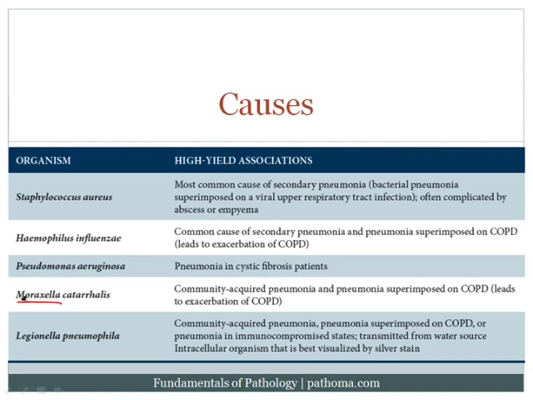Moraxella can create a bronchopneumonia. Now this would be seen as a community-acquired pneumonia and a pneumonia that could be superimposed on COPD, again leading to an exacerbation of COPD. And then finally, Legionella is an important cause of community-acquired pneumonia. It can also result in pneumonia superimposed on COPD or pneumonia in immunocompromised states.